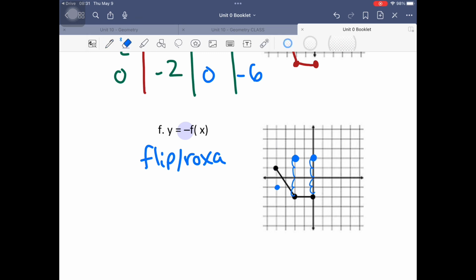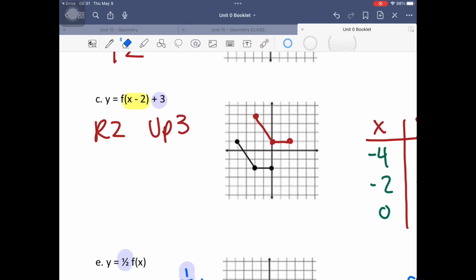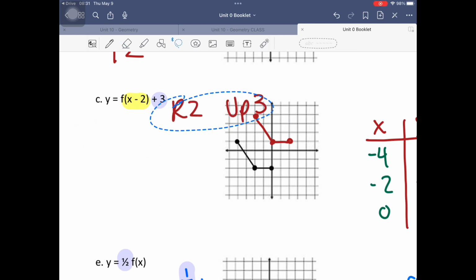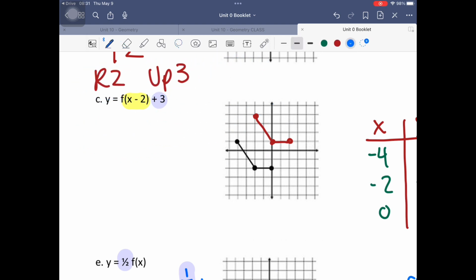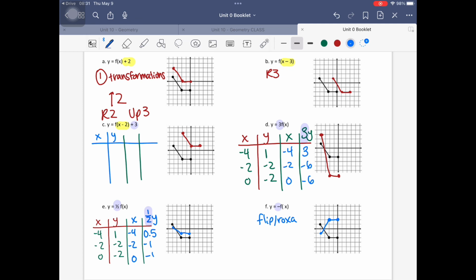I'm going to erase these lines. And there would be our line. It reflected over the x-axis. That's the only thing that happened, okay? Now, for a transformation table, y'all, I just want to show you what this transformation table would look like. Okay, I'm going to move our transformations up here. Okay, so again, all the x and y values have been the same. So we have -4, -2, 0, 1, -2, -2.